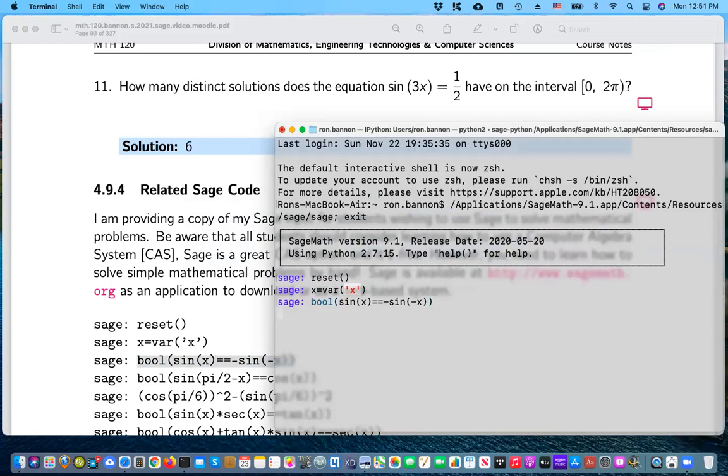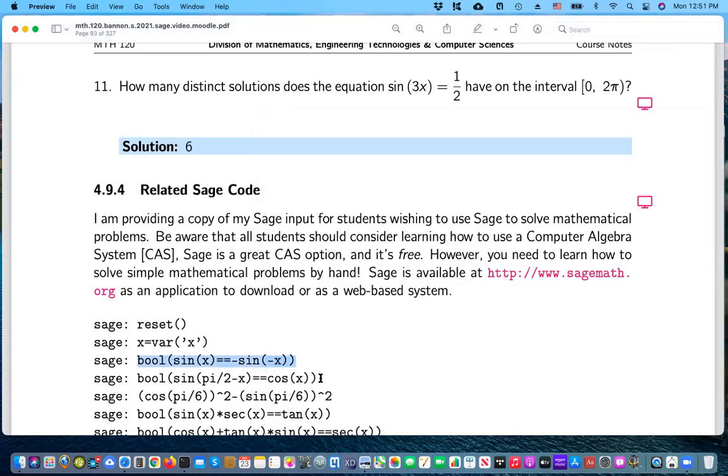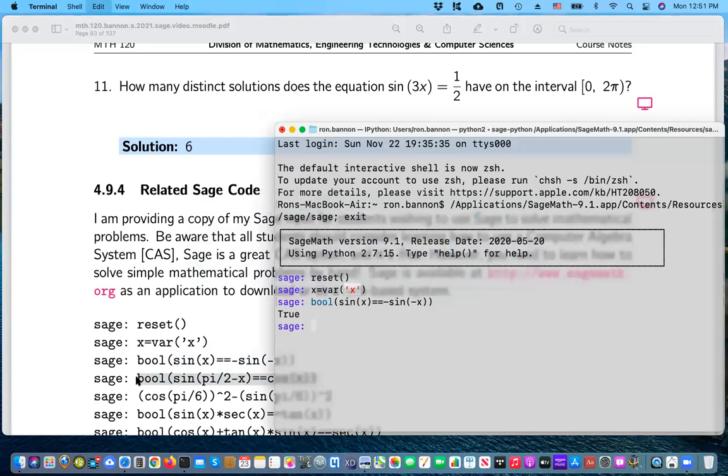Now, by the way, sometimes Sage needs to launch this application, and sometimes it takes a little while to do it. But once it's launched, it's going to be fine. It comes back true. Do we know that identity? Of course we do. All right, let's put this one down. We've covered these identities already. True. We knew that one too. It's a cofunction identity. The one above it is an even odd identity.